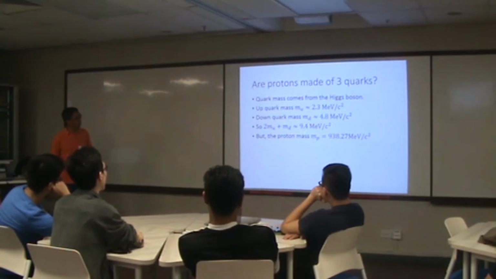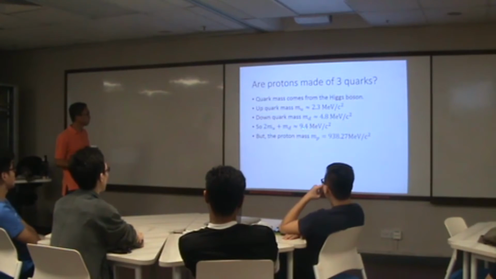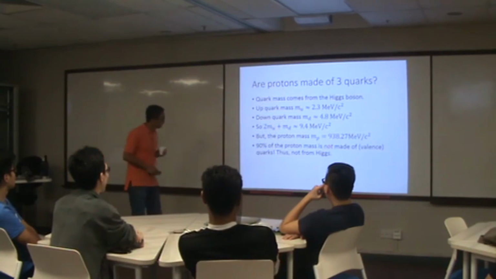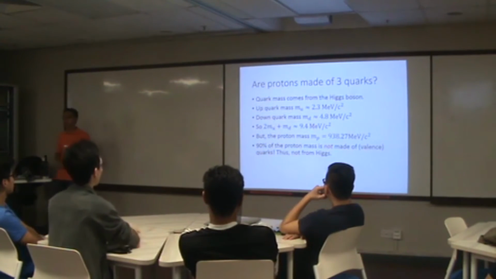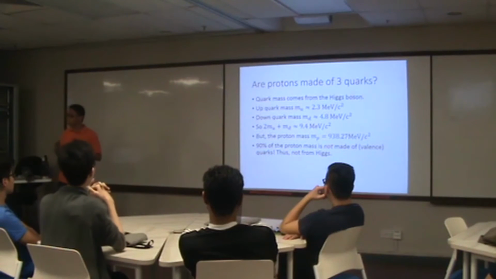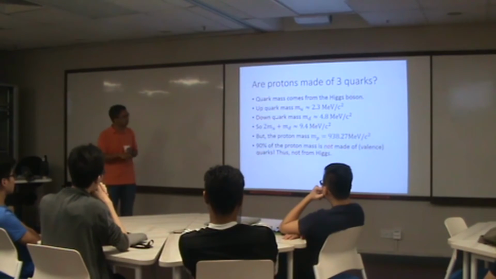Oh, actually, the slide is wrong. This is just 1%. I thought it's 10%. I overestimated. So 99% of the proton mass is not from the quark mass. Quark masses are due to the interaction with Higgs. So therefore, 99% of proton, and if it's neutron, then probably 98%, because neutron has 2 down quarks. Very heavy.